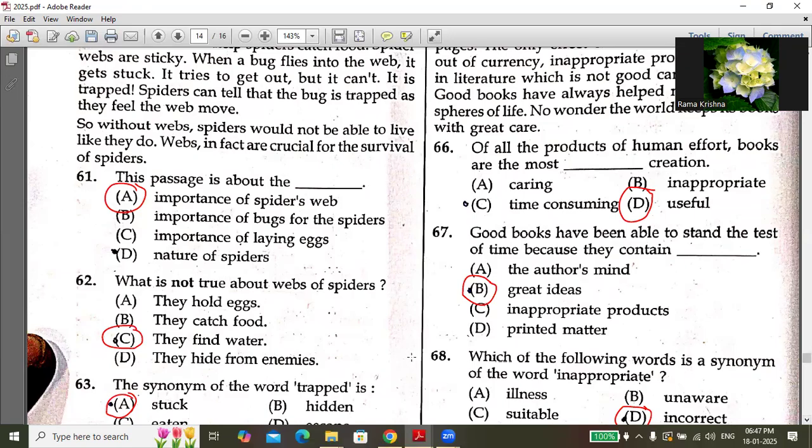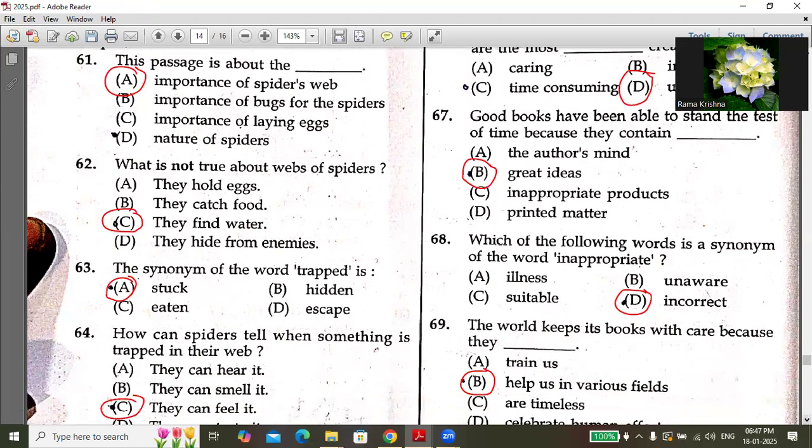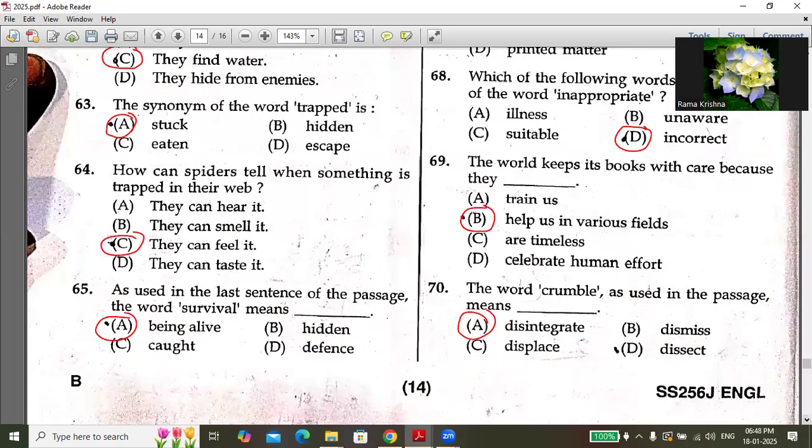So this passage mainly tells about the importance of the spider's web. When you see this, in so many places he is talking about the web. So A is the correct answer. What is not true about the webs? They can't find the water. That is wrong. The synonym is for the word trapped. Trapped means caught, stuck. Next, how can the spiders tell whether something is trapped? The web will move and they can feel it. C is the correct answer. As used in the last sentence of the passage, the word survival means being alive.